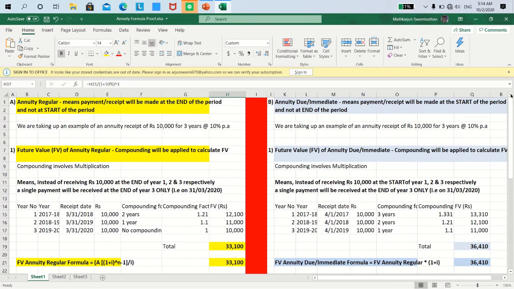Now, students, moving on to the right hand side of the red column, which is going to deal with annuity due and immediate. I said earlier to you in today's session that based on whatever is explained to you regarding FV annuity regular and PV annuity regular, you yourself will automatically be able to understand what is happening on the right hand side of the red column, starting with column J.